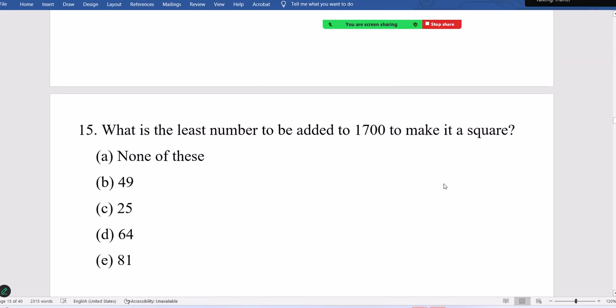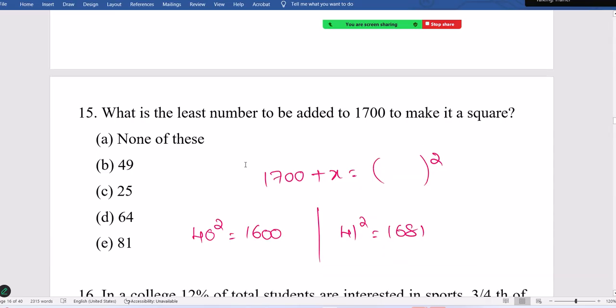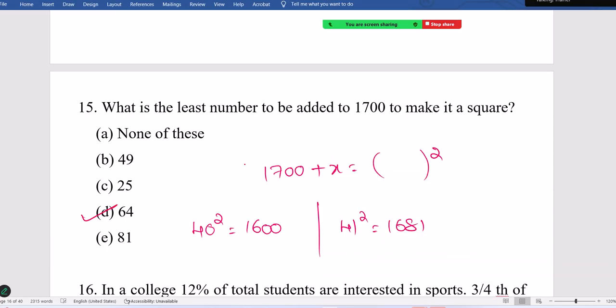Now, what is the least number to be added to 1700 to make it a perfect square? So for 1700, what should be added so that it becomes a perfect square? You need to go to the square nearest to 1700. I hope everyone knows that 40 square is 1600, and 41 square is 1681. Sir, I don't know 42 square. It's actually 1764, ending with 4.